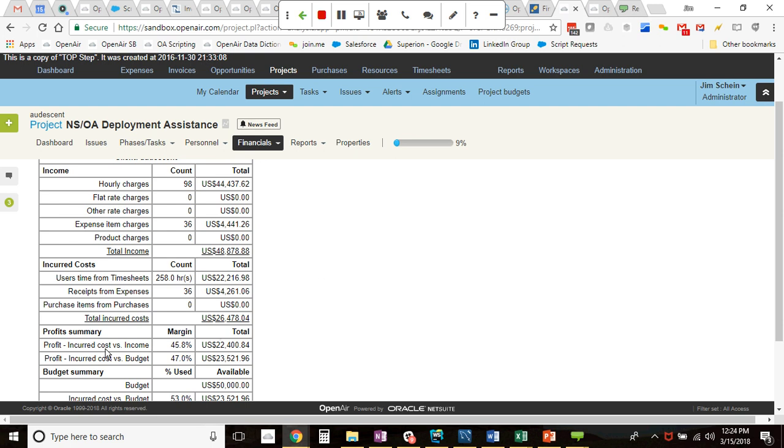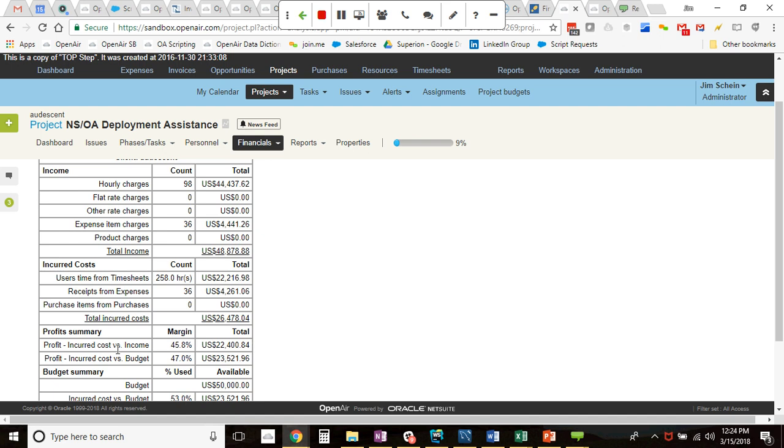As we go down further in this analysis, we see this profit summary. Now we can see our profit of incurred cost versus our income and our incurred cost versus our budget. So our income so far has been $48,878.88. Our cost has been $26,000, excuse me, $478.04. If you take that and calculate your profit based on those figures, you get a profit margin of 45.8% or a profit total of $22,400.